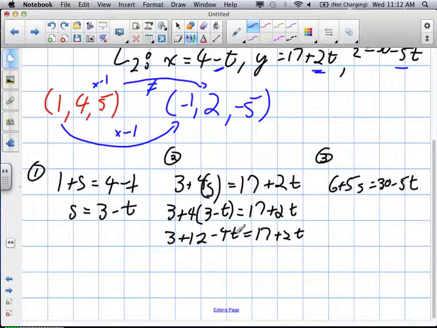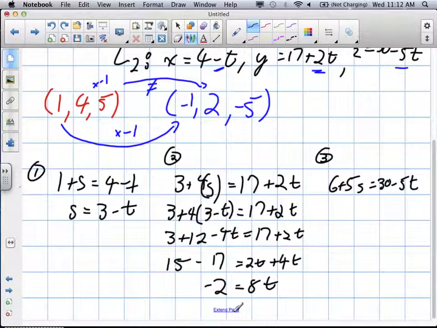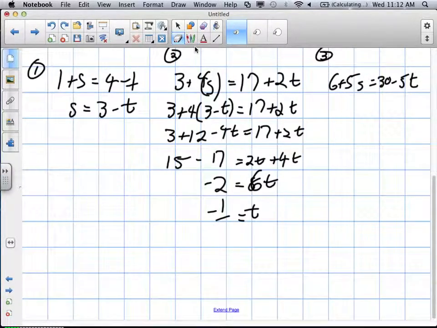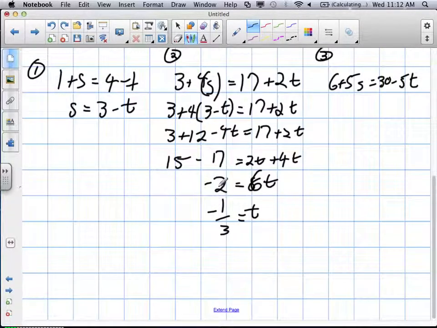We'll get the variables on one side. 2t plus 4t. And 3 plus 12 is 15 minus 17. Negative 2, 8t. Negative a quarter for t. Are we good? Oh, sorry, 6t. Thank you. Negative 1/3. Thank goodness we have people who actually know math.